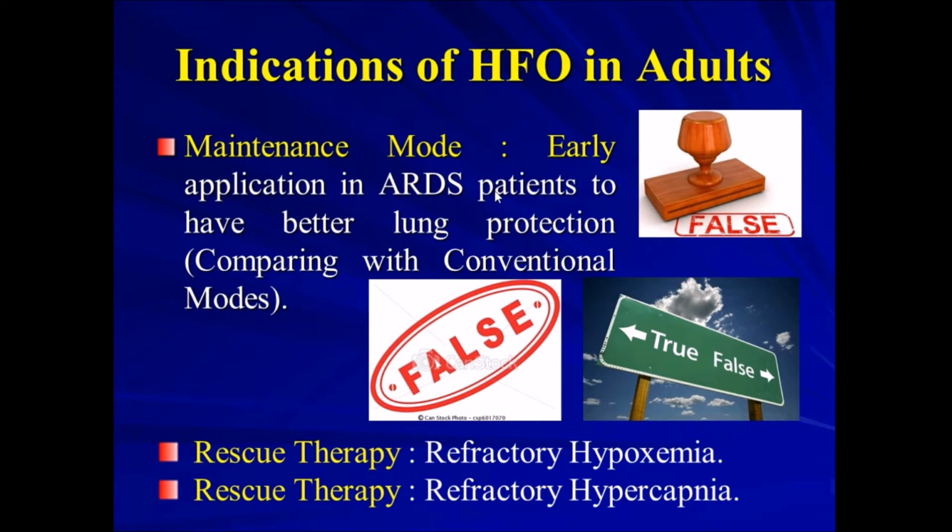the next few slides. The other two indications remaining for the high frequency are the rescue therapy, as for refractory hypoxemia and refractory hypercapnia, especially for ARDS patients. We already discussed that in presentation 22. There are other options for refractory hypoxemia. Higher PEEP may be one of the options. The other is prone position. High frequency is an option, and another option is to use ECMO.